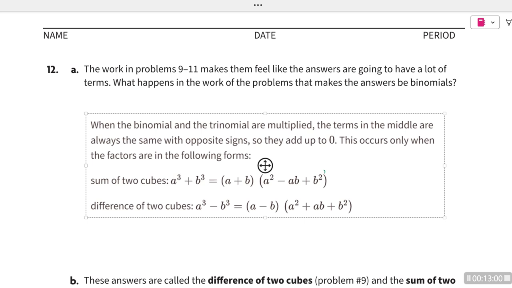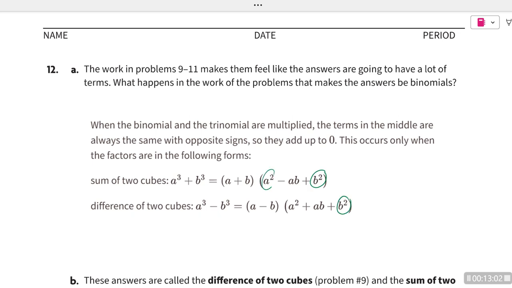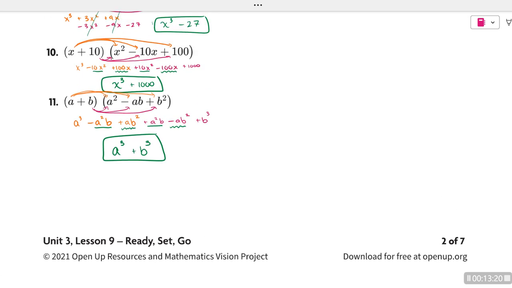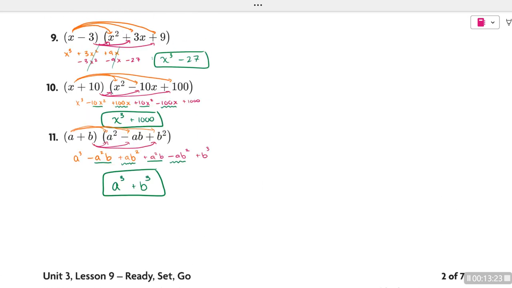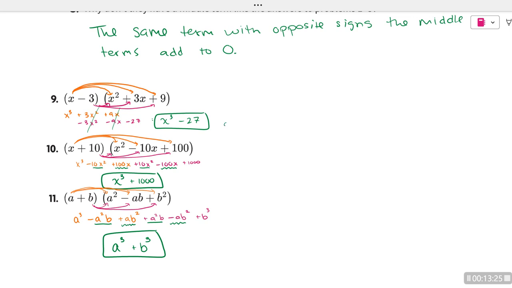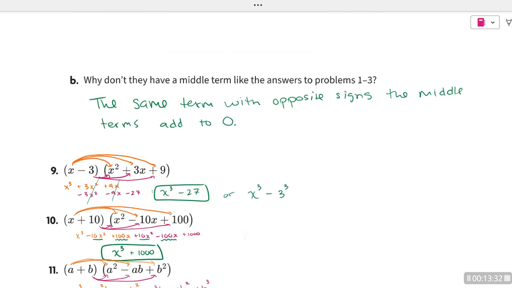Let's break down this form a little. So notice that b squared, a squared, a squared. We have that plus ab minus ab, in this a minus b, a plus b. So the final answer, this is what we found. If we looked at our final answers, they could all be written as something cubed. The last one, a cubed plus b cubed. But here, this could be written as x cubed minus 3 cubed. So it fits that form there, right?